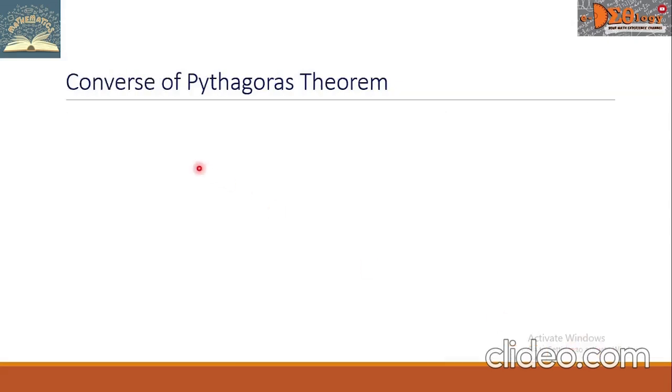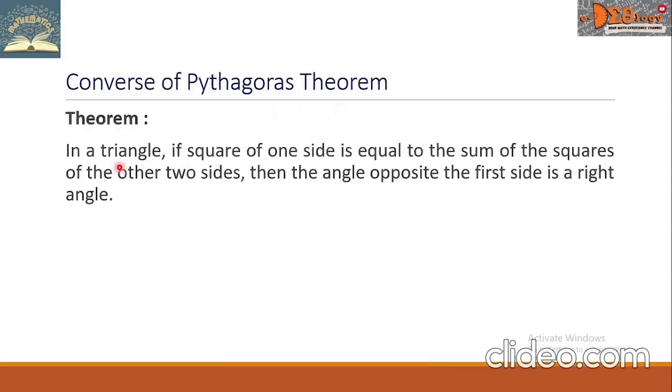Let us see the converse of Pythagoras' theorem. It says, in a triangle, if square of one side is equal to the sum of the squares of the other two sides, then the angle opposite the first side is a right angle.